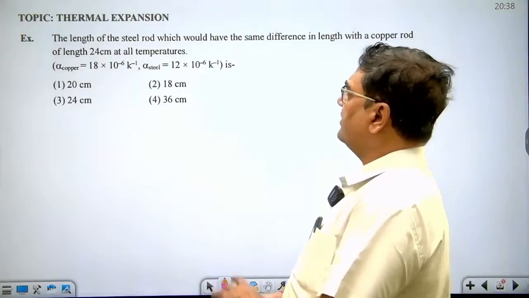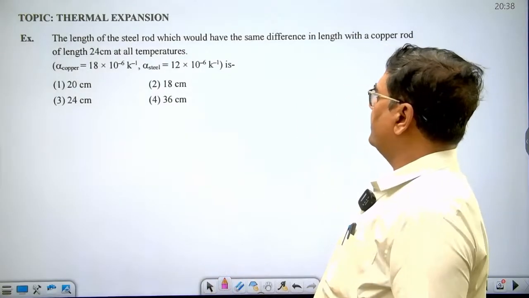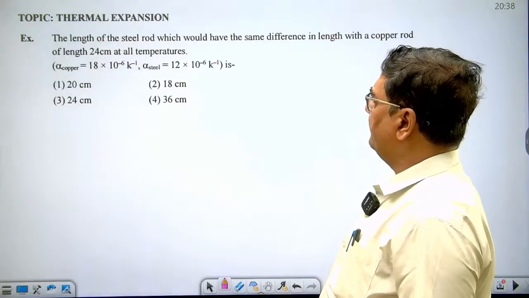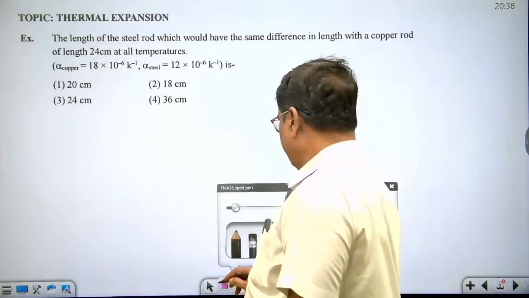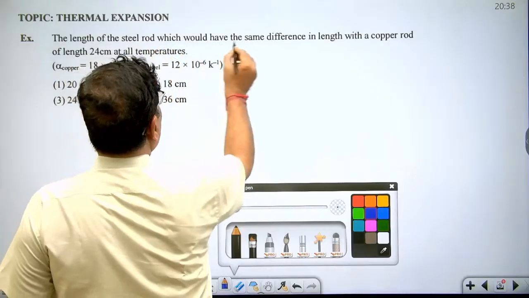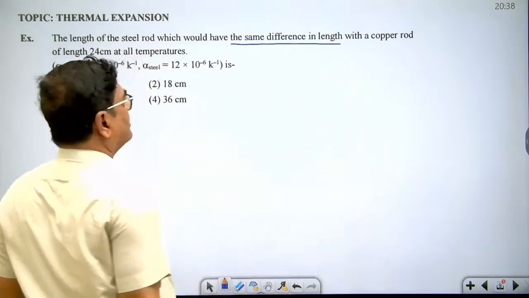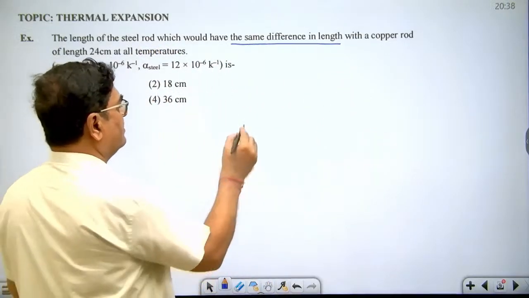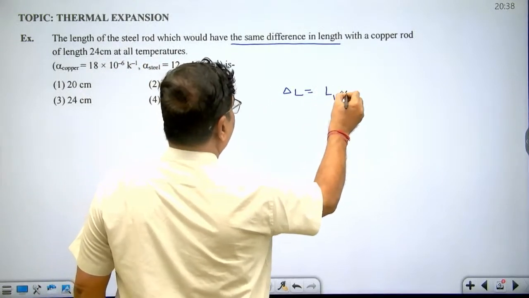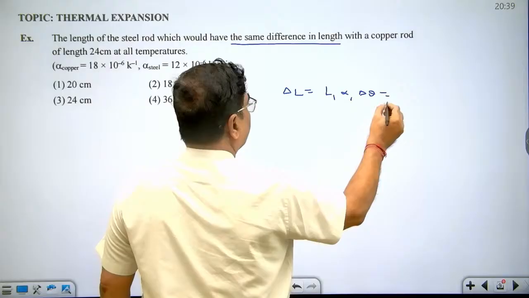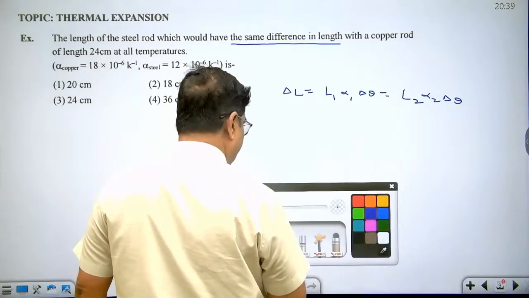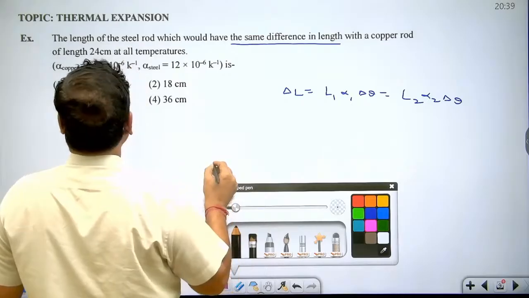Dear student, let's see a question. The length of the steel rod which would have the same difference in length with a copper rod of length 24 centimeter at cold temperature. Because in the question, same difference in length means what? When delta L is the same, L1 alpha 1 delta theta equals L2 alpha 2 delta theta. Since the change in temperature is the same, we can solve.